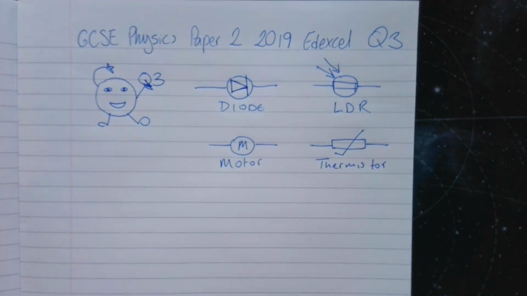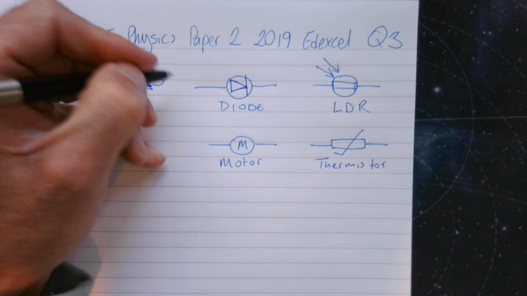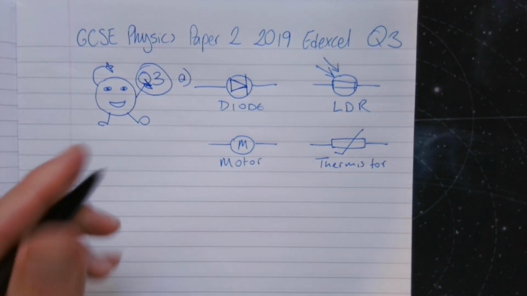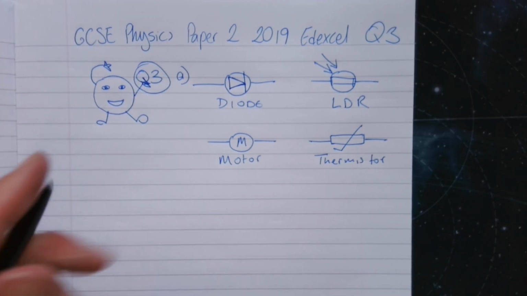Okay, sorted. So that was question 3A. Pedro showing us that we're doing question 3 now. Let's have a look at B.